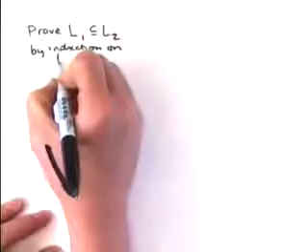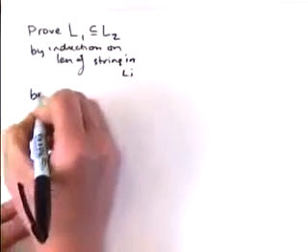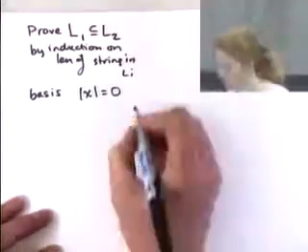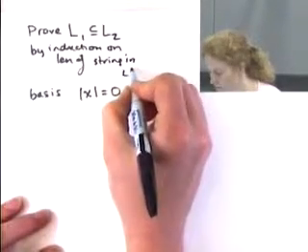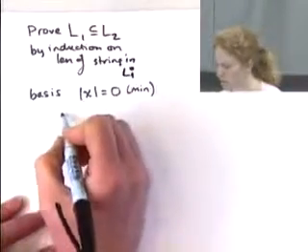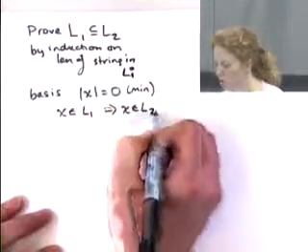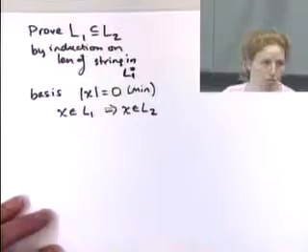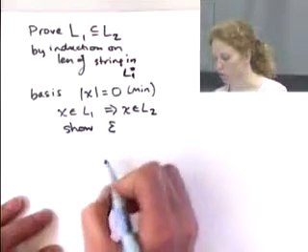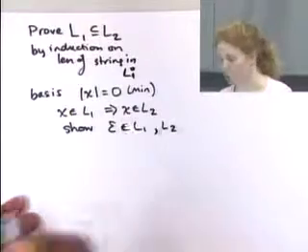On the length of a string in L1. So basis, length of x equals 0, or whatever your minimum is. That's just L1 right there. So you just have to show that if x is in L1, that implies that x is in L2. So you'll just have to show that your basis string is in both of the languages. So in this case, if that's your minimum string, you show it's in L1 and in L2.